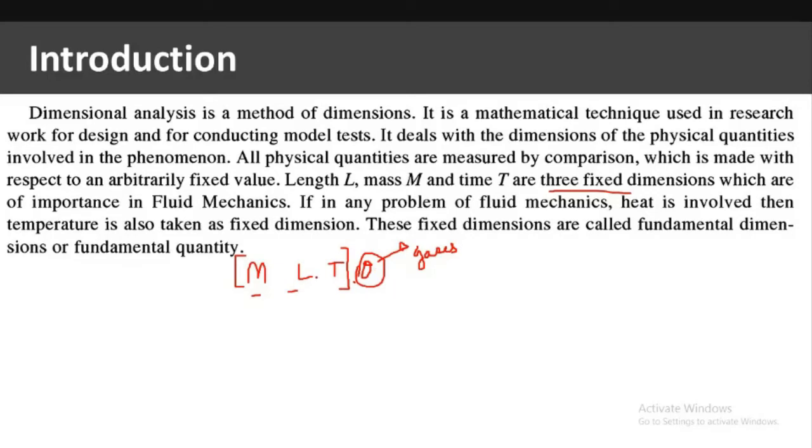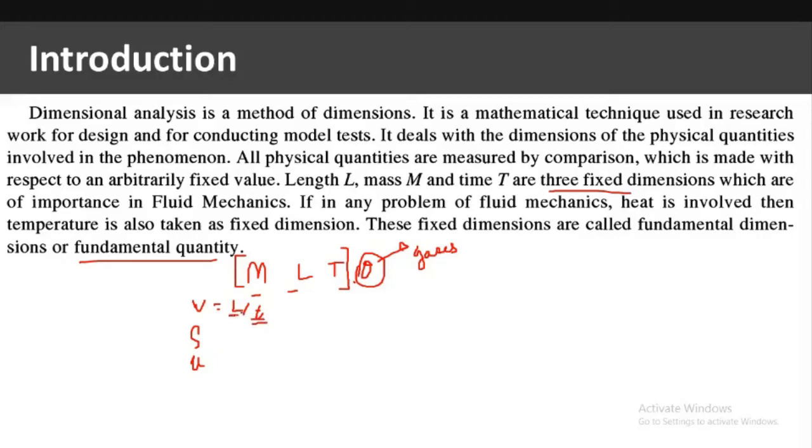Then in addition to these fundamental or physical quantities, there are other quantities such as velocity, density, viscosity, etc. They will require more than one quantity for their existence. For example, velocity. Velocity is distance upon time.